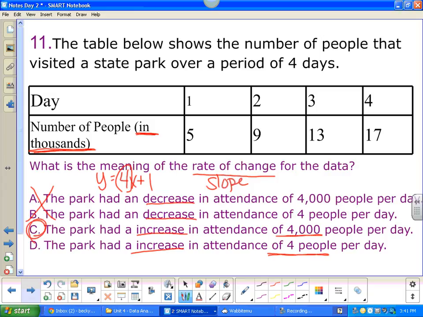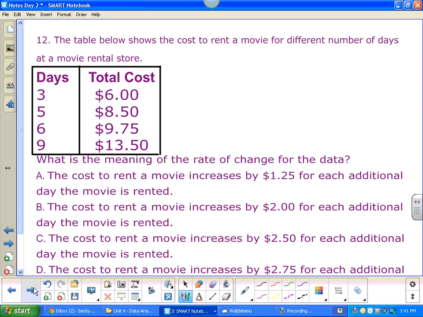So again, not necessarily super difficult, but just making sure that you slow down and read the questions. The table below shows the cost to rent a movie for a different number of days at a movie rental store. What is the meaning of the rate of change? And we know that rate of change is slope. If you L1, L2 this in your calculator, you can tell that your slope is 1.25. And so the answer is going to be A. The cost to rent a movie increases by $1.25 for each additional day that the movie is rented. That is a slope statement, and it has the correct number.